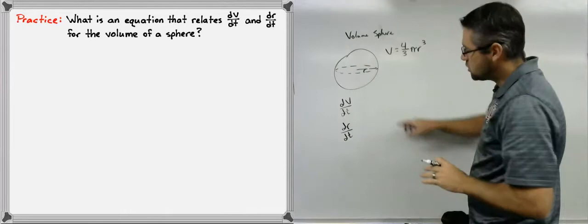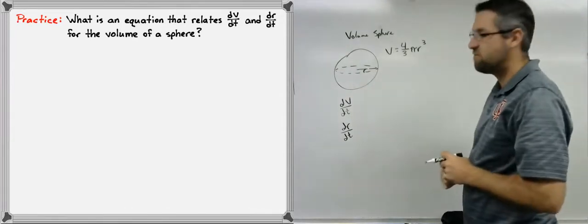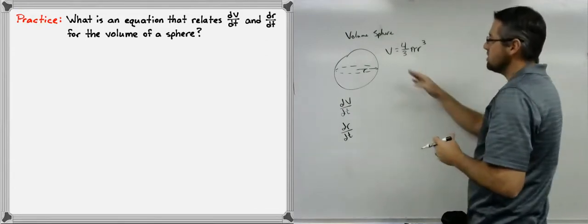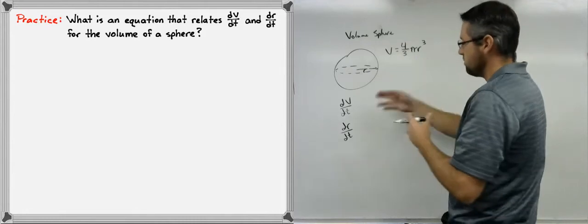That means I need to treat t as my variable, and I need to treat v and r both as functions of time. So think of v as a function, think of r as a function, both with respect to time.